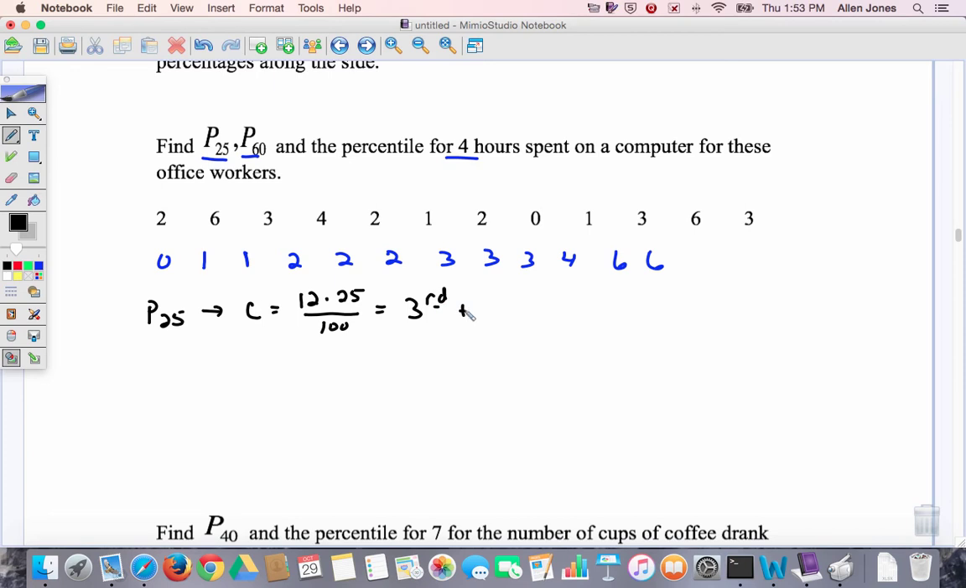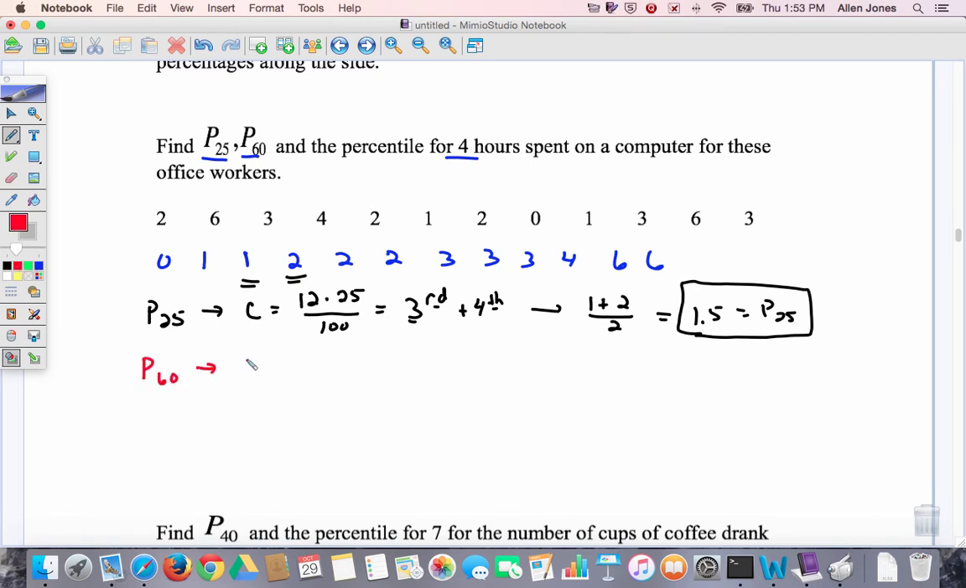Since 3 is a whole number, we go to the number in the third position and the fourth position and add those together. So up here, the number in the third position is 1, the number in the fourth position is 2, so we add 1 and 2 together and divide by 2. That gets us 1.5. That is our 25th percentile. Again, whole number, we take that number and the next position up, add those together and divide by 2.